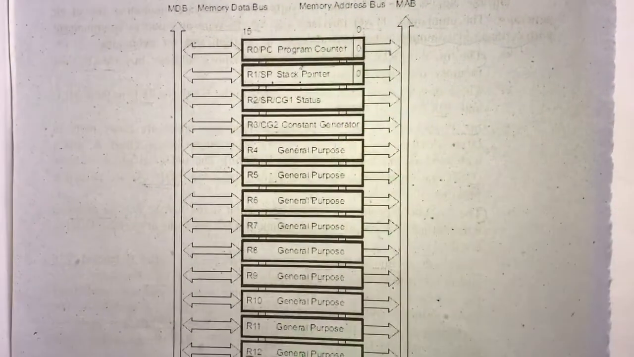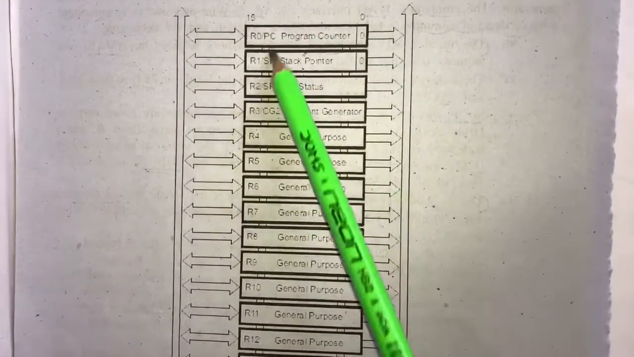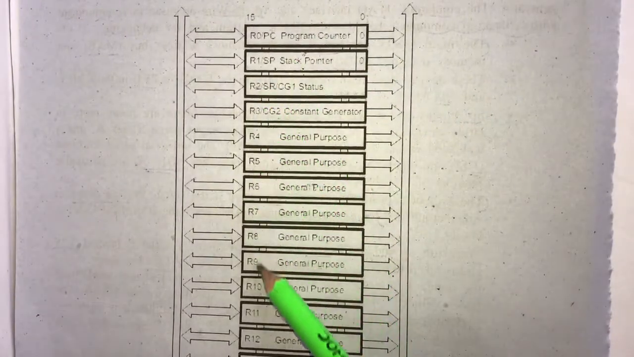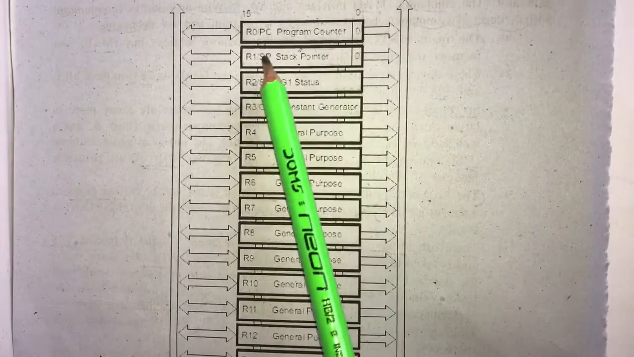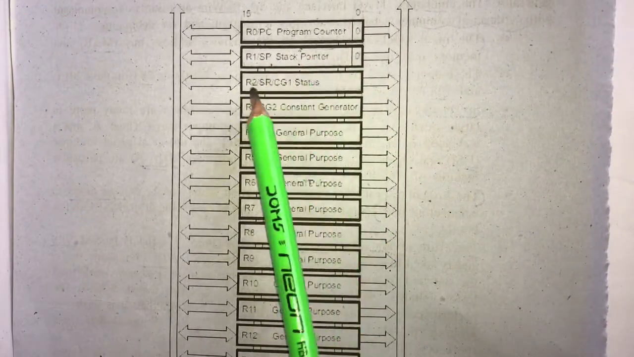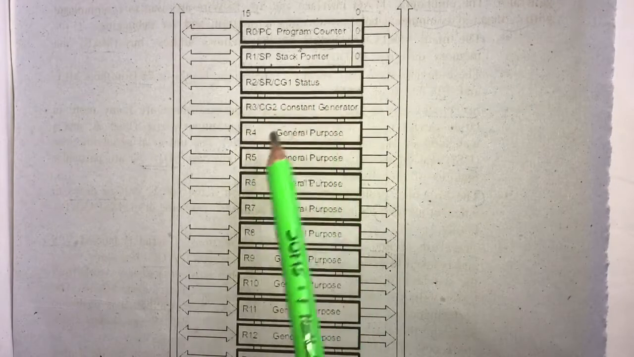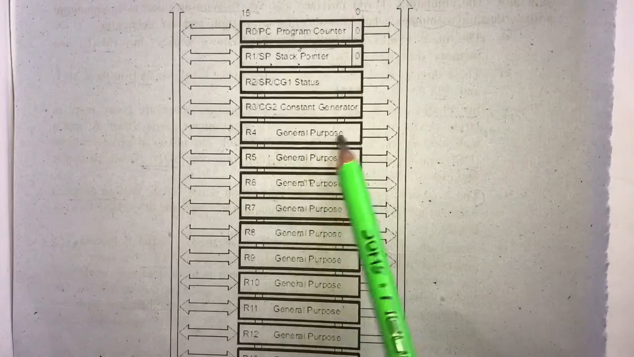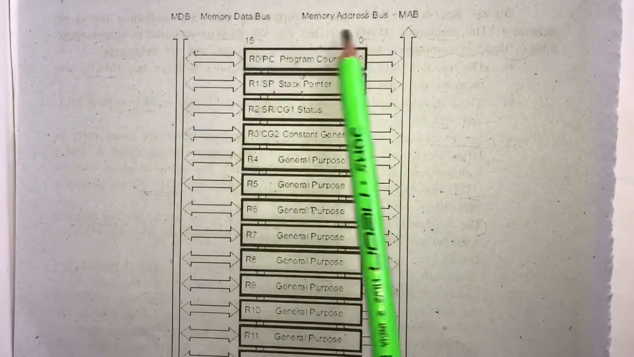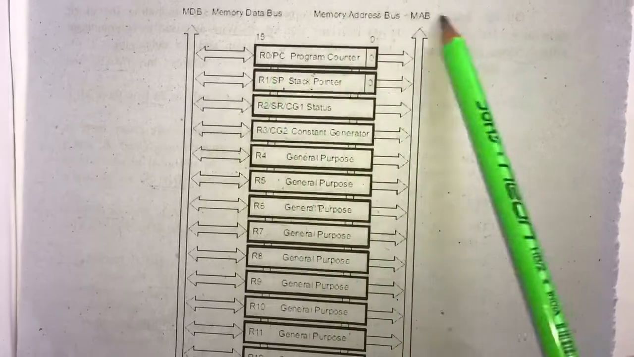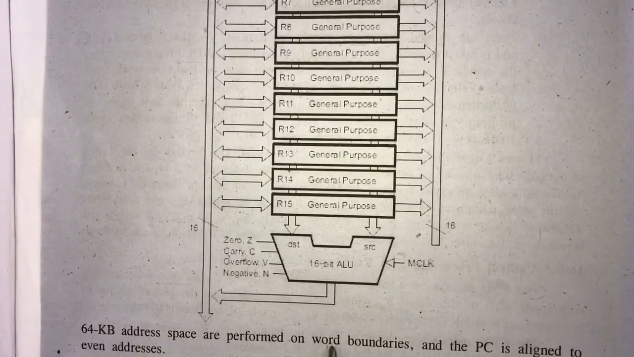The picture may not be clear here in the diagram, so you have to refer to your textbook. So R0, R1, R2, R3, R4, R5, R6 up to R15. R0 is the PC, program counter. R1 is SP, stack pointer. R2 is SR or CG1, status. R3 is the constant generator. R4 to R15 are GP, general purpose. And this is MDB, memory data bus, and MAB, memory address bus. It has a 64 KB address space which is performed on the word boundary.